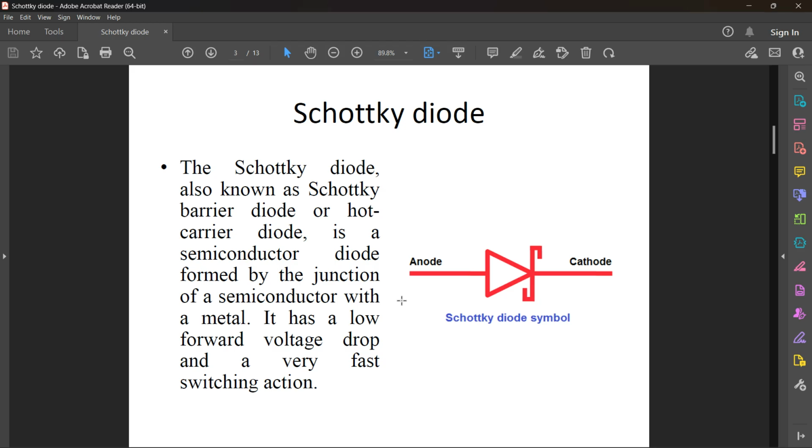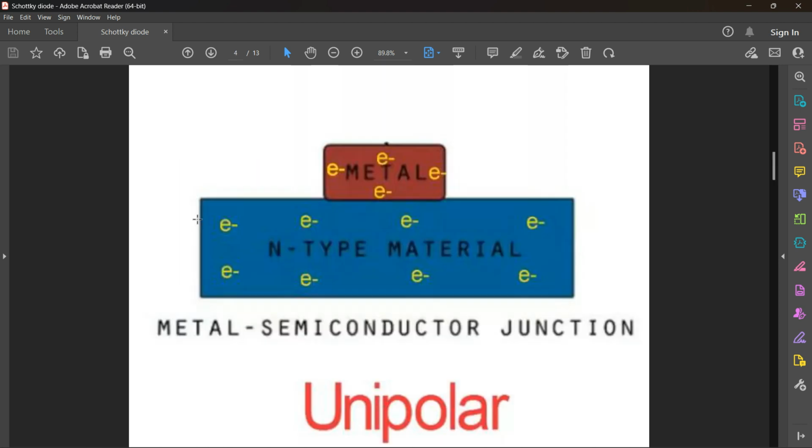Diode. So the Schottky diode is one of the high frequency diodes which is used in switching operations in microwave circuits. In the figure we have the Schottky diode symbol, which has an anode terminal and a cathode terminal. The Schottky diode, also known as Schottky barrier diode or hot carrier diode, is a semiconductor diode formed by the junction of a semiconductor with a metal. It has a low forward voltage drop and a very fast switching action. That's why it is widely used in microwave circuits.